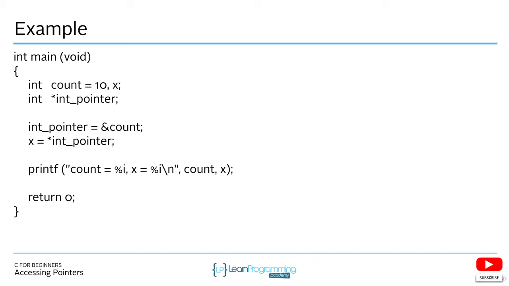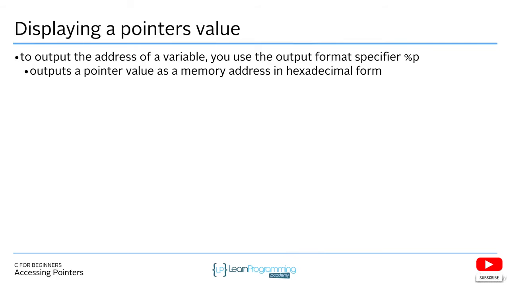If you want to display the pointer's value, because remember, a pointer has a value in memory, it's just an address. So what if you want to display the pointer's value, which is represented by a hexadecimal number, an integer, or an address?